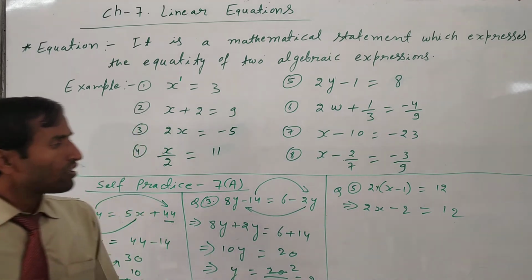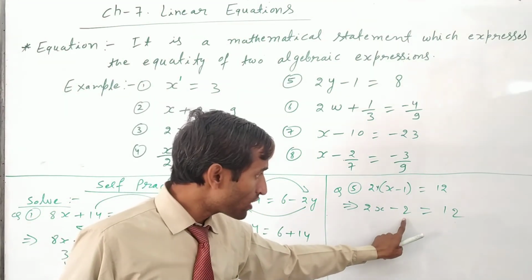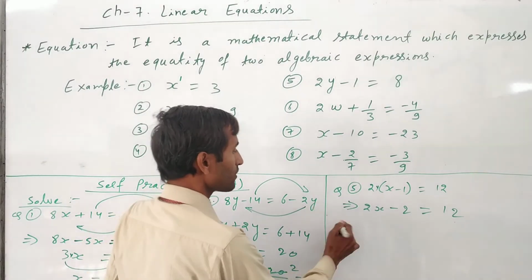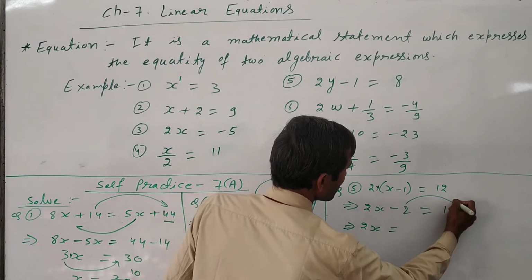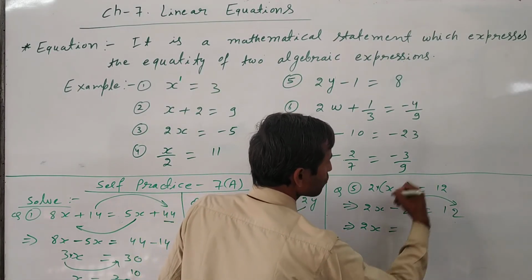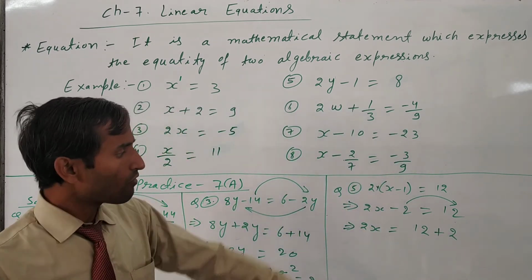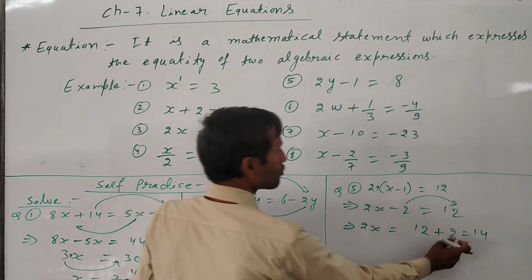Okay. Now on that side there is no variable, so no need to worry. Just transpose this constant to the RHS part. Okay. And 2x will be on this side only. So 2x is equal to, this 2 will shift to that side, so 12 minus 2 will go there, then plus 2 will come. Okay. Now we will add both values, and it will come 14. 12 plus 2 will come 14.